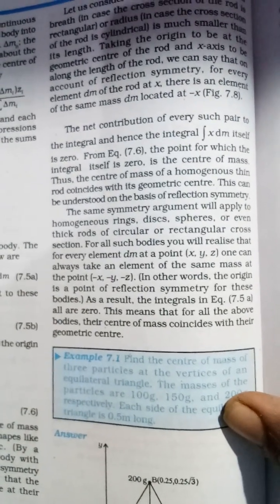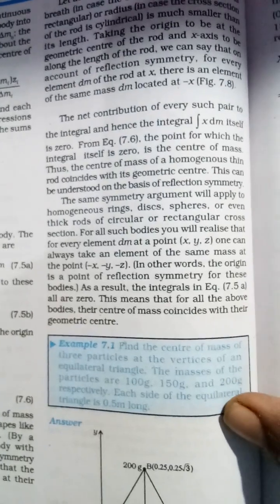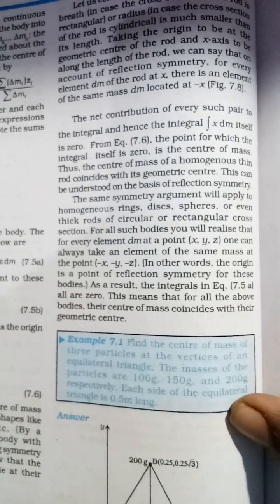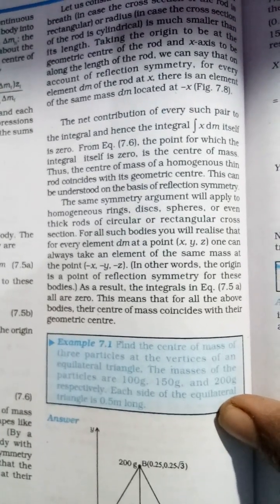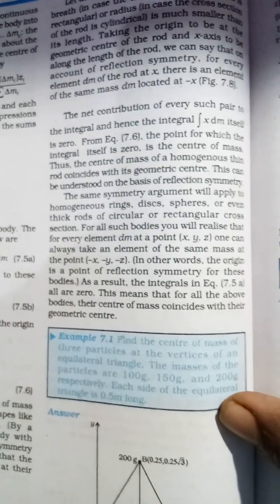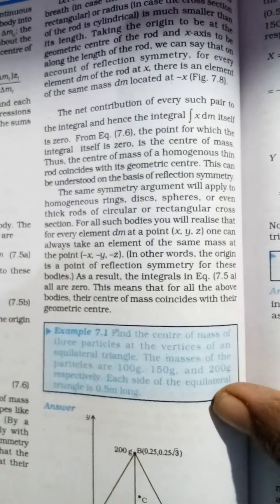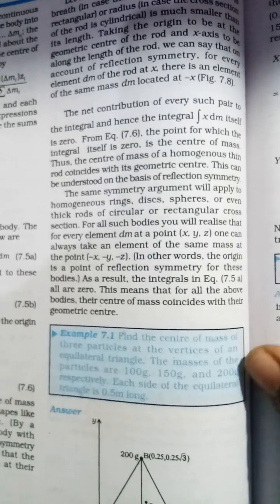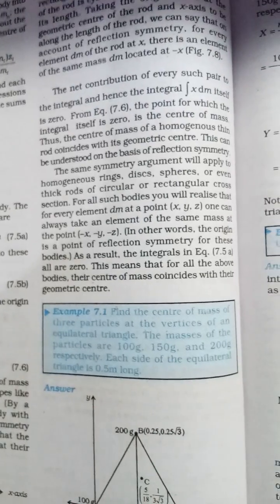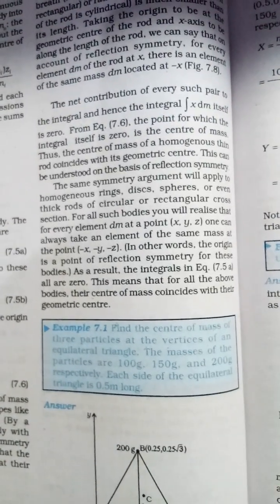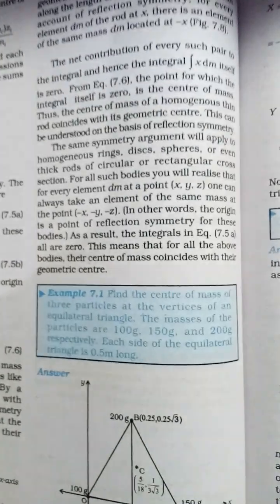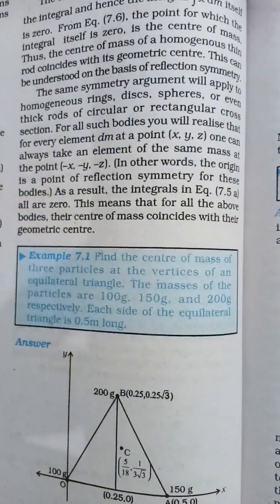The same symmetry argument will apply to homogeneous rings, discs, spheres, or even a thick rod of circular or rectangular cross section. For all such bodies, you will realize that for every element dm at a point x, y, z, one can always take an element of the same mass at the point minus x, minus y, minus z. In other words, the origin is a point of reflection symmetry for these bodies. As a result, the integrals in equation 7.5 are all 0, and this means that for all the above bodies, their center of mass coincides with the geometric center.